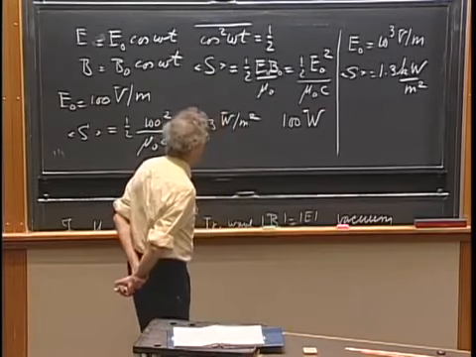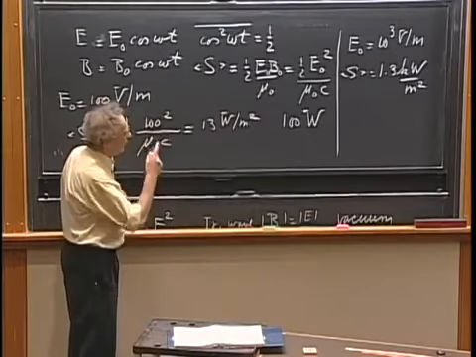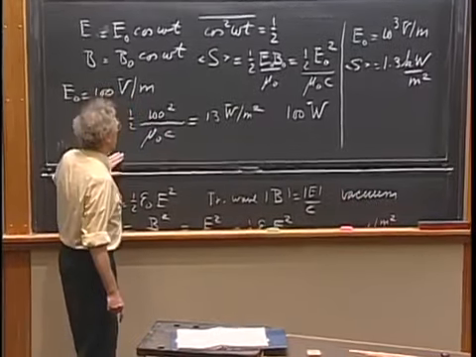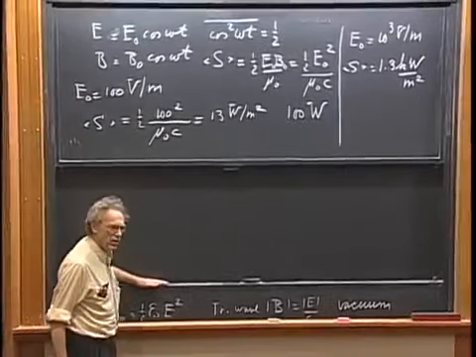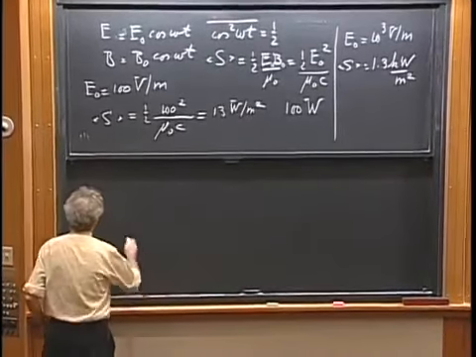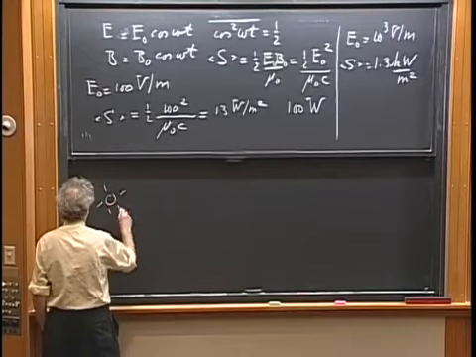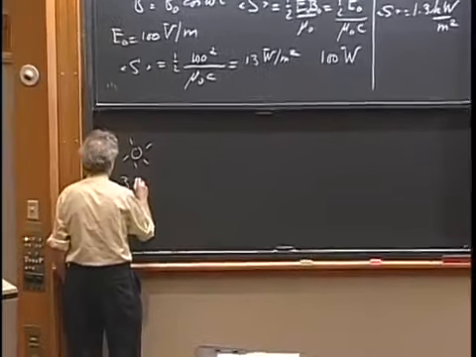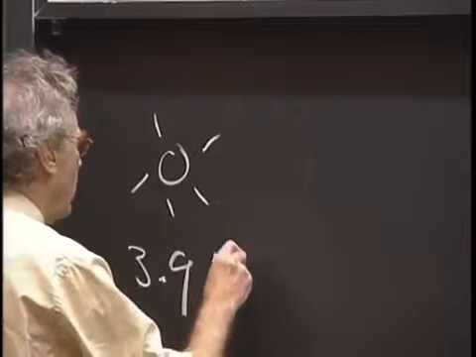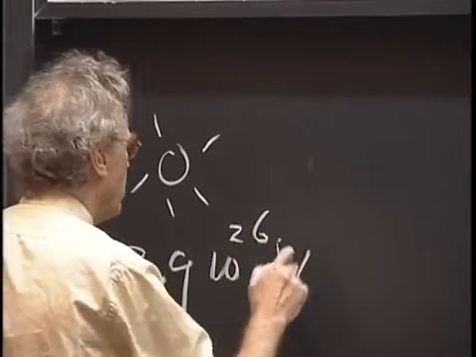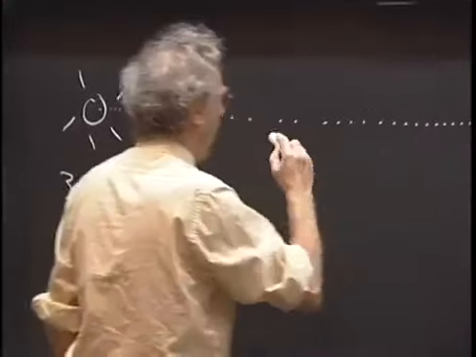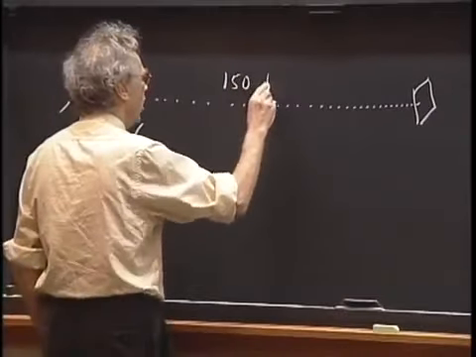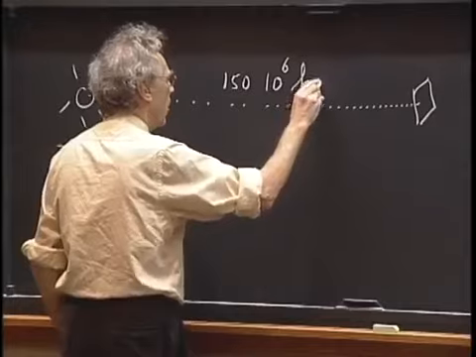Now, why do I mention that? And why do I focus on that 1.3 kilowatts per square meter? Because that is exactly what the sun does. Here is the sun, and the sun is a rather powerful light bulb, about 3.9 times 10 to the 26 watts. And this is where you are on Earth. And the distance to Earth is 150 million kilometers.